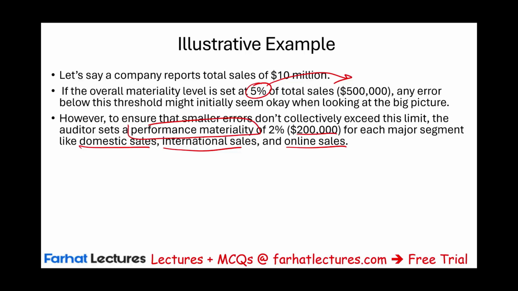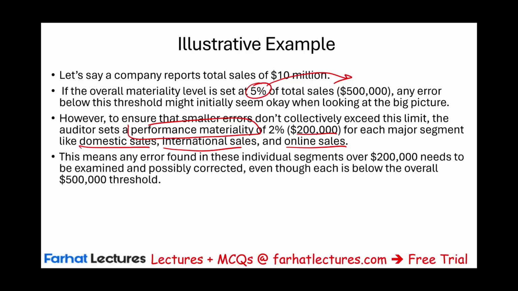It means we're going to look at domestic sales, and we're going to try to catch any mistake. We're not going to have any mistakes above 200,000. Catch them all that are below 200,000. Why? Because we want to catch them. Same thing with the international sales and online sales. We'll set the performance materiality lows.